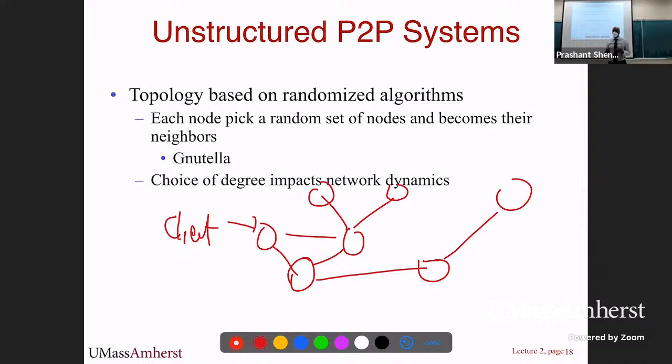So there were many networks that had this architecture. They took a step back and many of them decided structured is better. Some of them stayed this way.